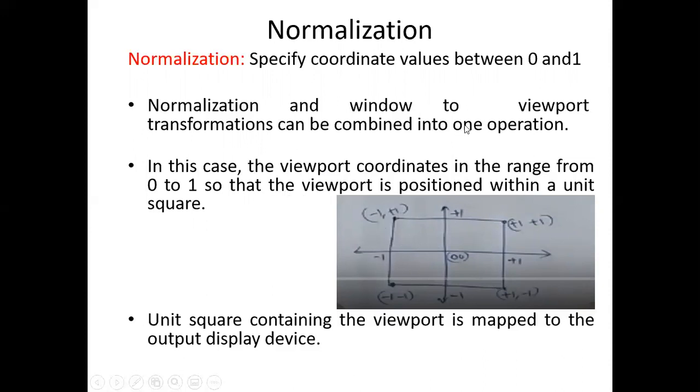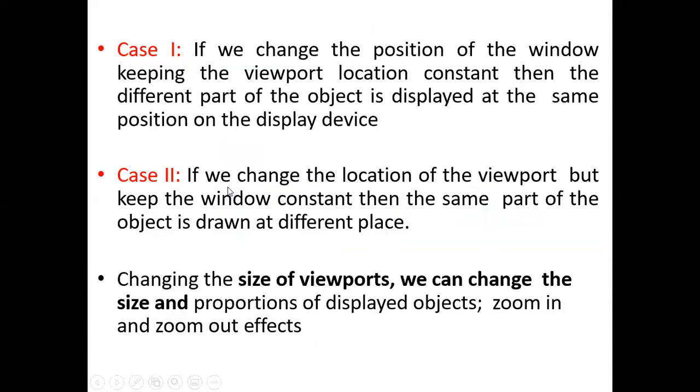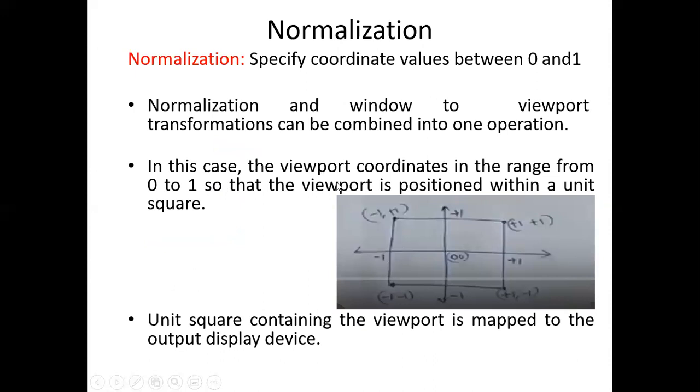Normalization and window to viewport transformation can be combined into a single operation. In this case the viewport coordinates will range from 0 to 1. If I want to convert an object from my window coordinates to normalized coordinates, then my viewport will be between 0 and 1. We say that it is a unit square which is mapped to the output display device. Since I have -1 and +1, this normalized window we call a unit square, which is mapped onto the output display device.